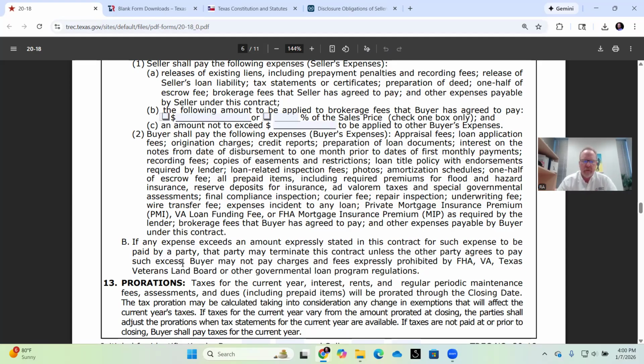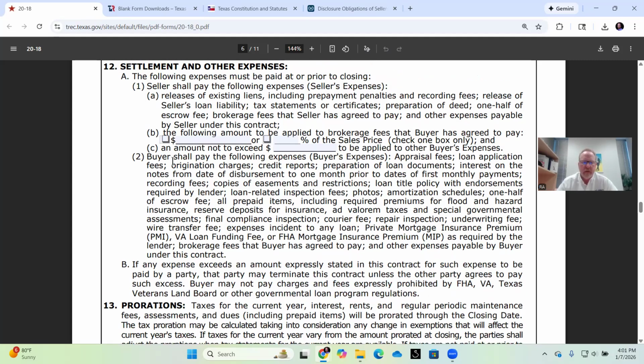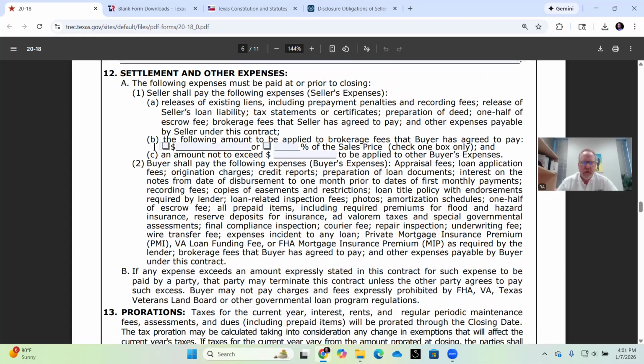Okay. And then right here, the buyer may not pay charges and fees expressly prohibited by FHA, VA, Texas Veterans Land Board, or other government loan program or regulations. And those do have some prohibitions of what they can pay. Make sure the buyer is aware of those. Okay. And again, that doesn't come up much anymore, but still there could be stuff that they can't pay. All right. If you have doubts, talk with the lender. Okay. Now let's come back up here and talk. Well, I'll come back and talk about paragraph 12B.